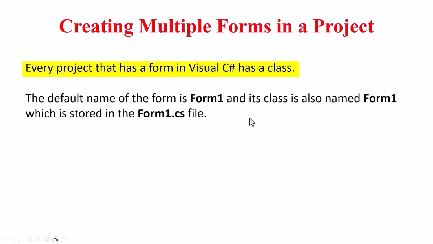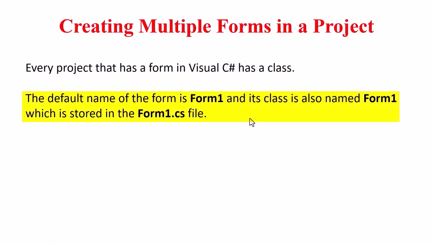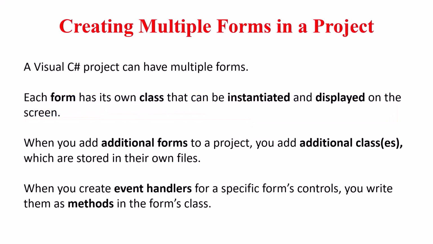Every project that has a form in Visual C# has a class. The default name of the form is Form1, and its class is also named Form1, which is stored in the Form1.cs file. A Visual C# project can have multiple forms. Each form has its own class that can be instantiated and displayed on the screen. When you add additional forms to a project, you add additional classes, which are stored in their own files. When you create event handlers for a specific form's controls, you write them as methods in the form's class.